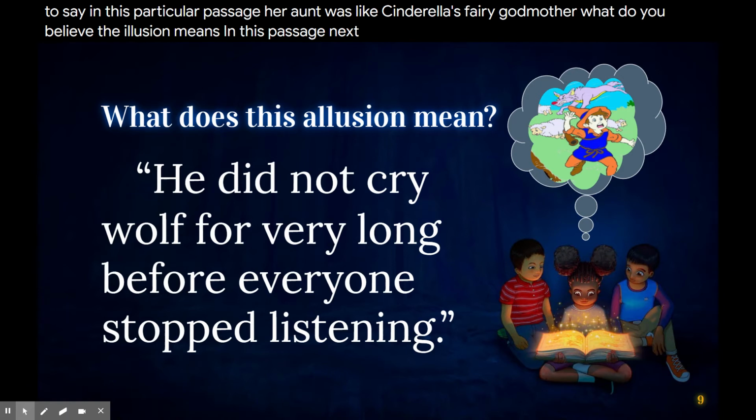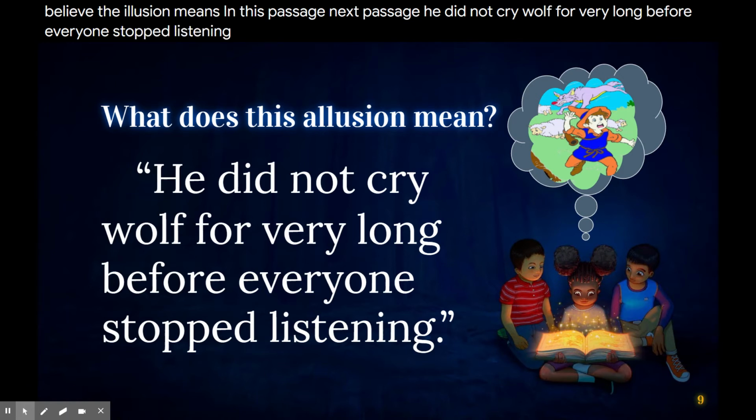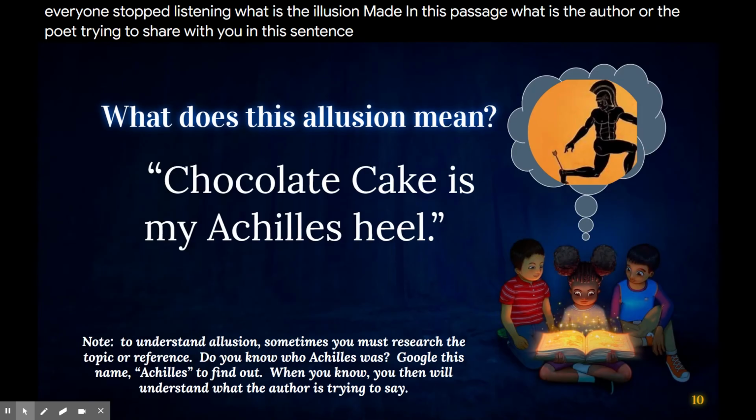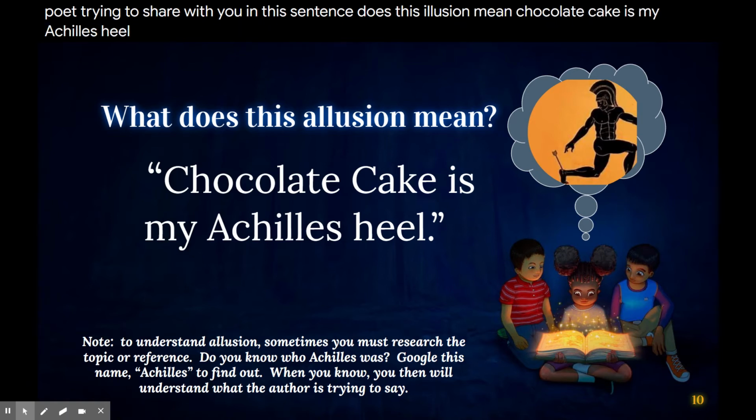In the next passage, he did not cry wolf for very long before everyone stopped listening. What is the allusion made in this passage? What is the author or the poet trying to share with you in this sentence? What does this allusion mean? Chocolate cake is my Achilles heel.